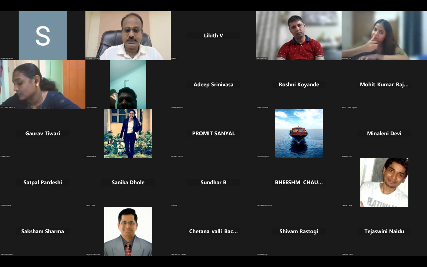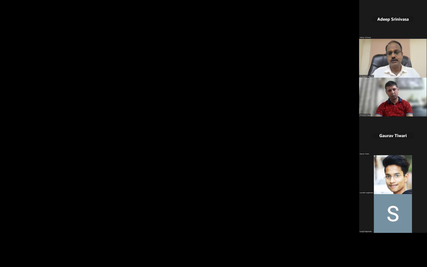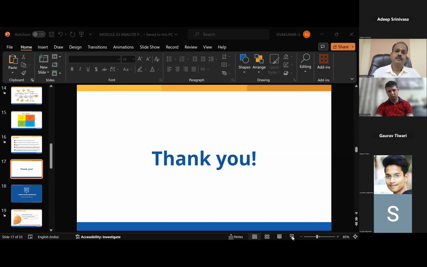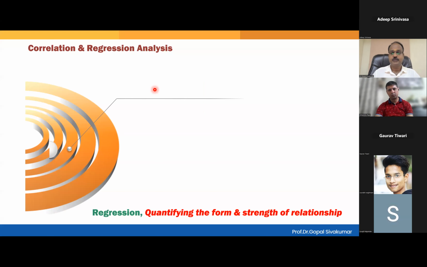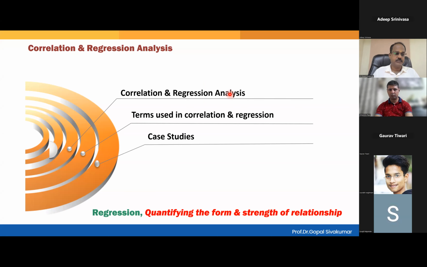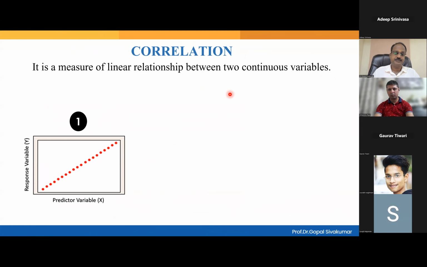So for that, to understand that, we will use a tool known as correlation and then regression analysis. First, let us understand the terminology and then we'll talk about a practical case. So correlation analysis. What is correlation analysis? What is regression analysis? And then terminology used in correlation and regression and then few use cases.